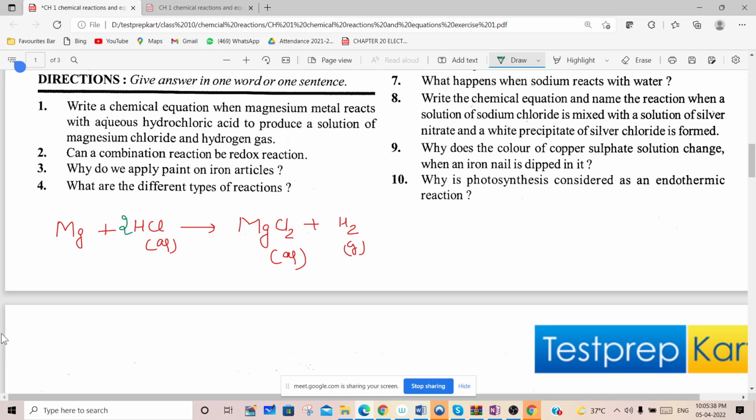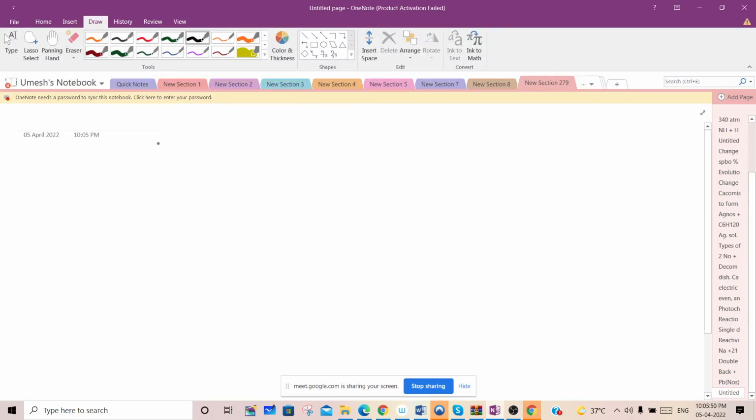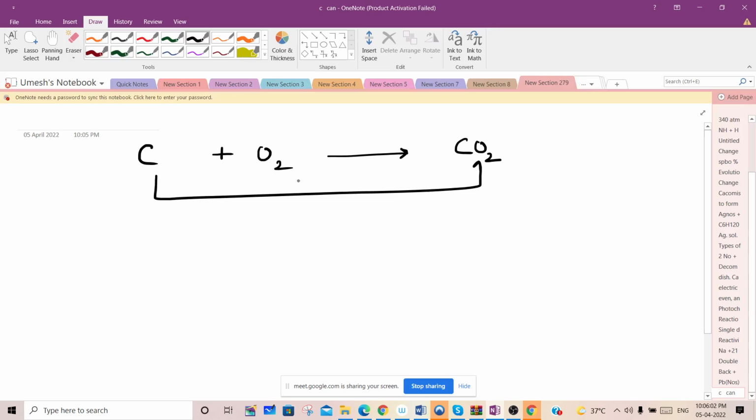Can a combination reaction be a redox reaction? Yes. Let us check here. Suppose I say C plus O2 to give CO2. You can say carbon is getting oxidized. At the same time, oxygen is getting reduced. So yes, combination reaction can be a redox reaction.